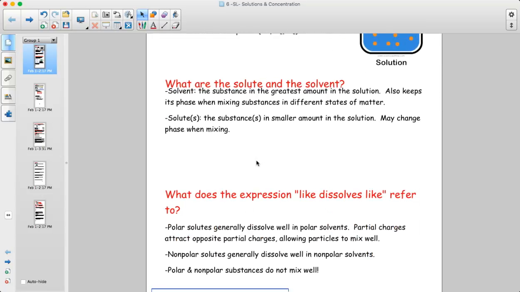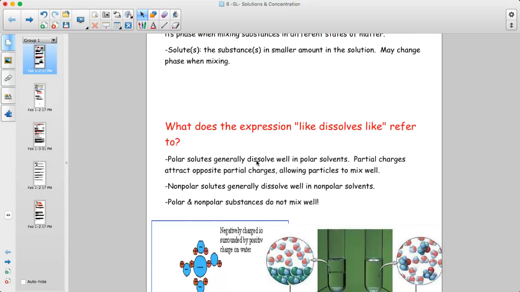So the solvent, think of it as the thing that does the dissolving, but technically it's just the substance present in the greatest amount. And the solutes are the substances that are in smaller amounts, and they often change phase as they mix together into the solution.